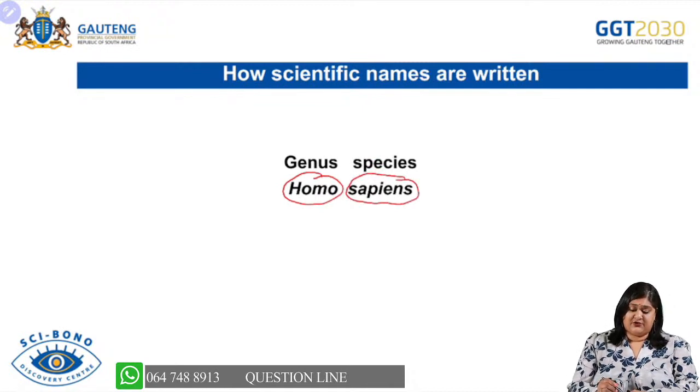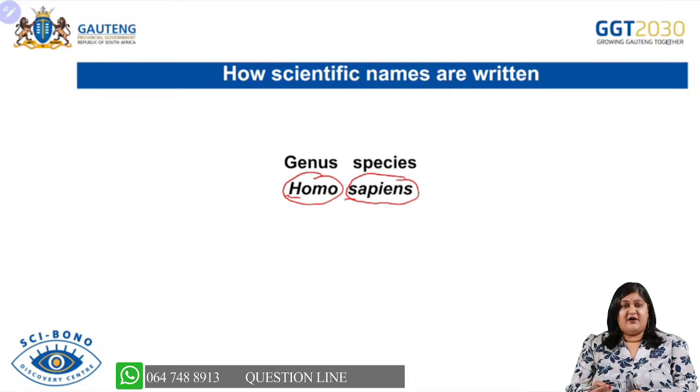Please, I also want to draw your attention to the first letter of the first word, which is capitalized, and the first letter of the second word is a small letter. Now, you can't write in italics. So when you are writing in exams or in your workbooks and you want to write a scientific name, how would you write it?